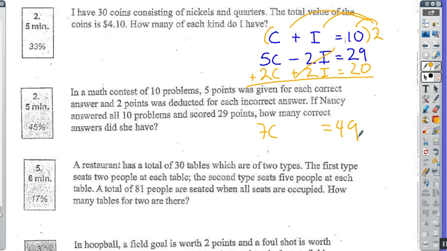Oh, okay. Well, that's 7 times something is 49. You probably figured it out. It's 7. Because 49 divided by 7 is 7. So c is equal to 7. So if I have 7 correct answers, how many incorrect answers do I have? Well, 7 plus 3 is 10. And there we have it.